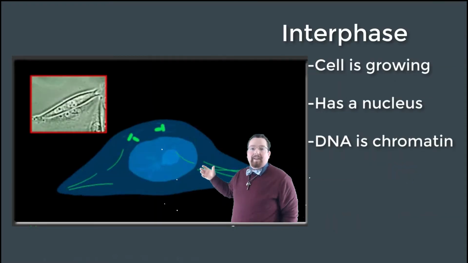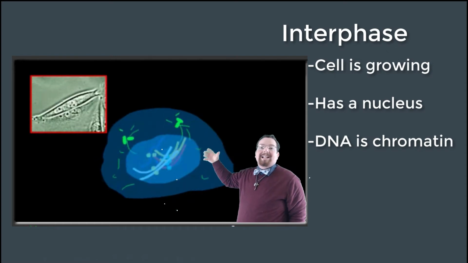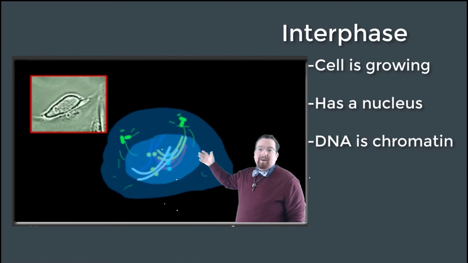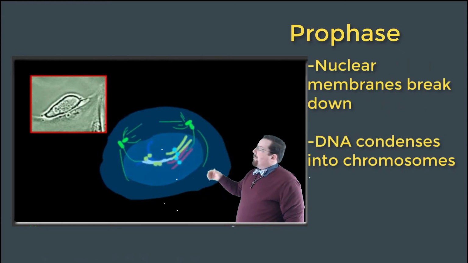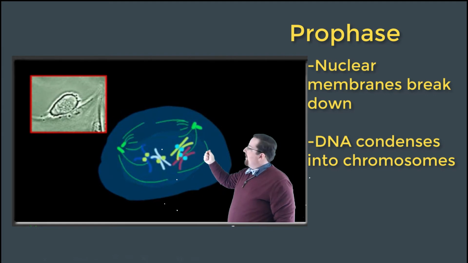As we look at this animation, we can see that in interphase, we have a normal cell with a nucleus, and our DNA is in the nucleus and exists as chromatin. Then in prophase, you see the nuclear membrane breaks down, and the DNA condenses into chromosomes.